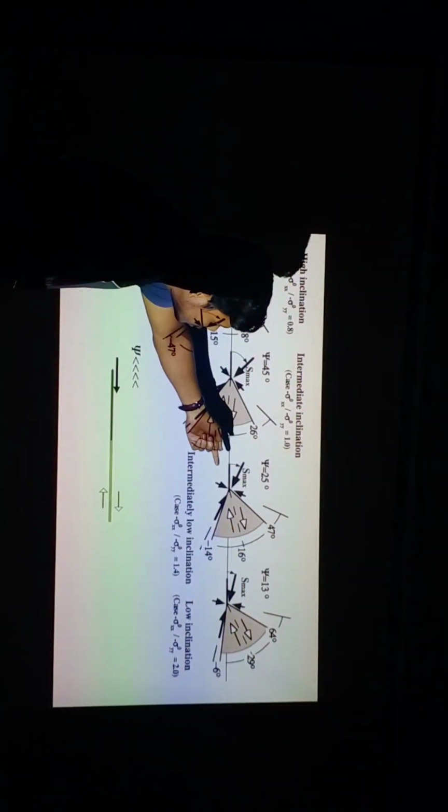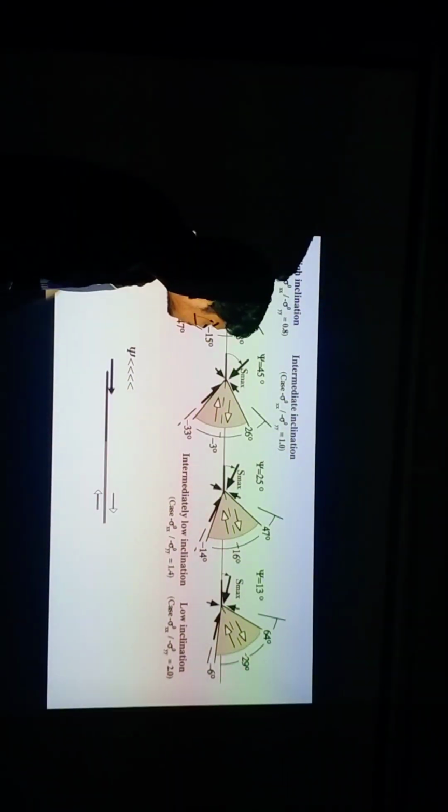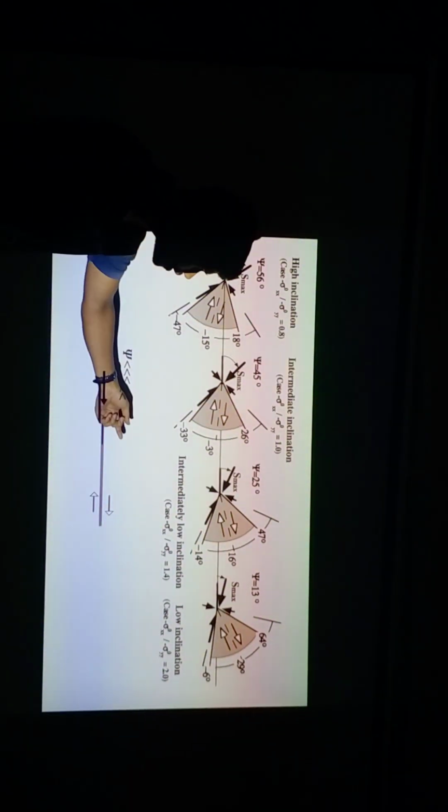In the case of 56 degrees, the branching is more on the extensional side, and in the case of 45 degrees, the branching is in between the compressional side and the extensional side, and in the case of 25 degrees, the branching is more on the compressional side, and in the case of 13 degrees, the branching is completely on the compressional side. And here we have another case when the psi angle is very small, and then there will be no fault branching; there will be fault-parallel extension.